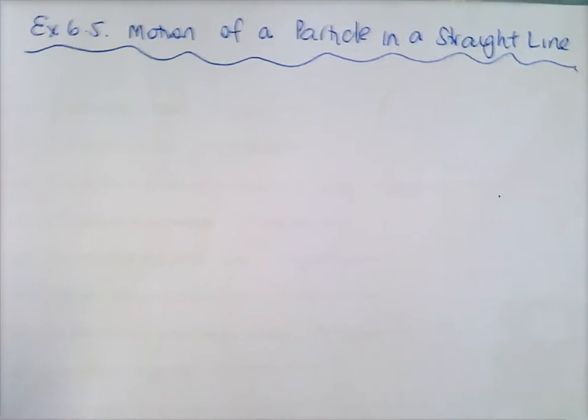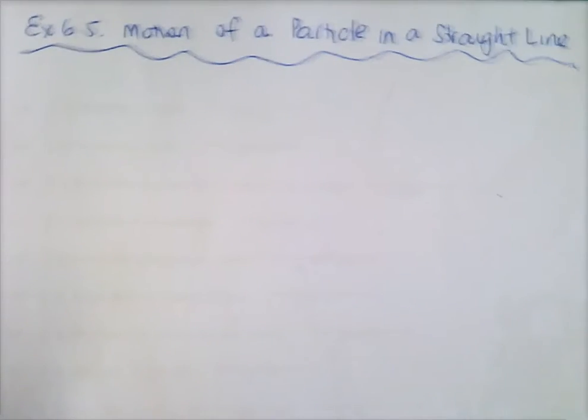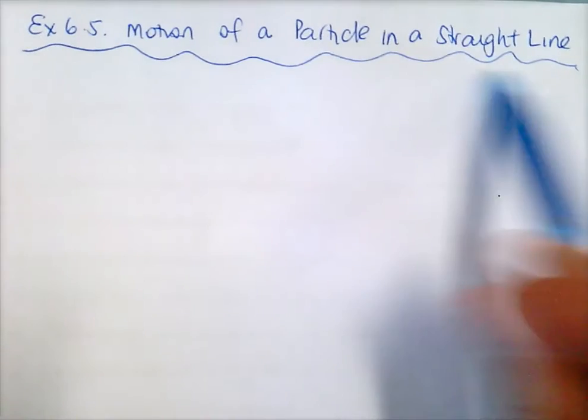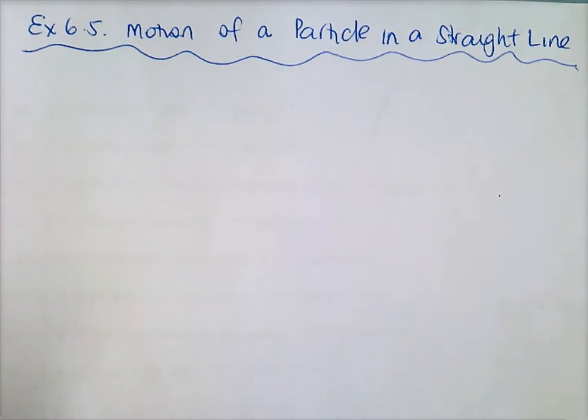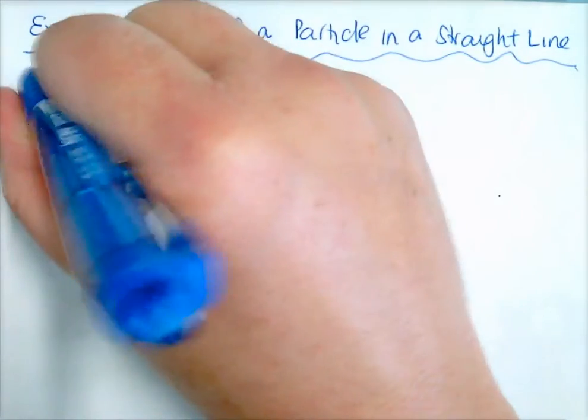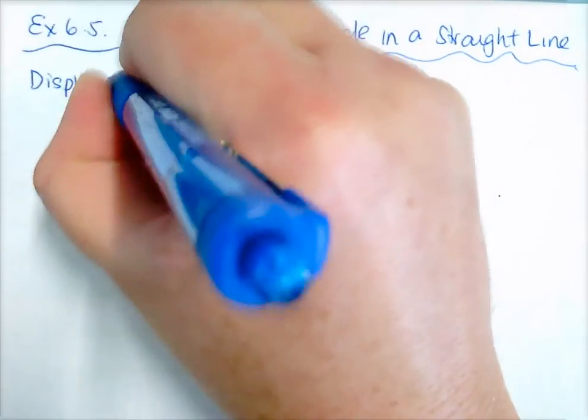This is exercise 6.5, motion of a particle in a straight line. When we look at the motion of a particle in a straight line, we'll be looking at three different things. We'll be looking at displacement, velocity and acceleration. So we'll be looking at three quantities.